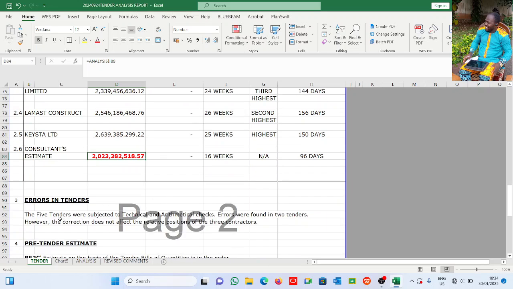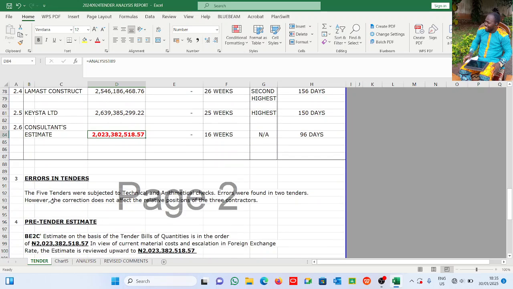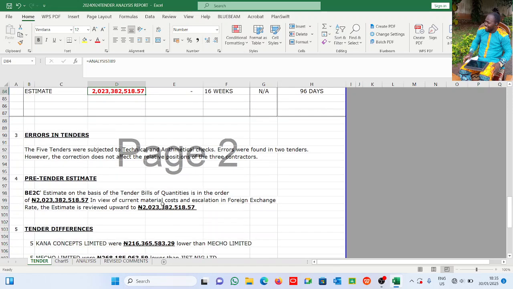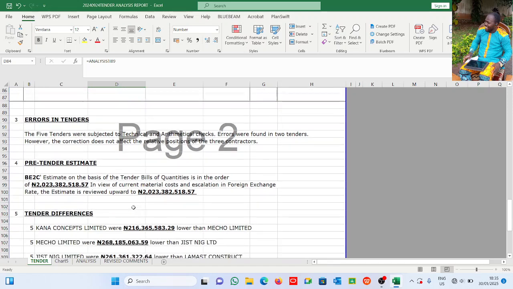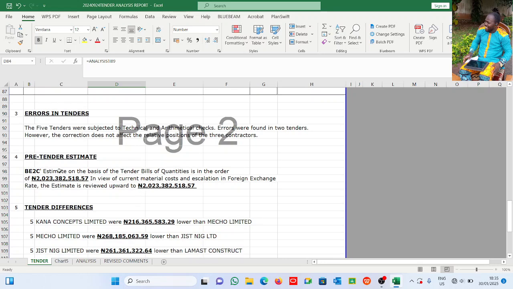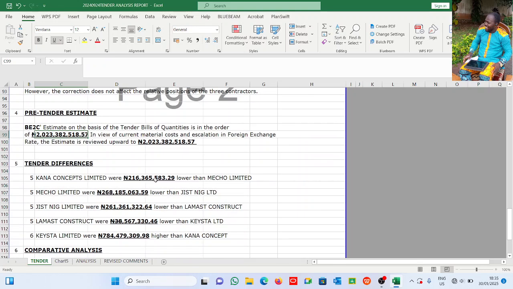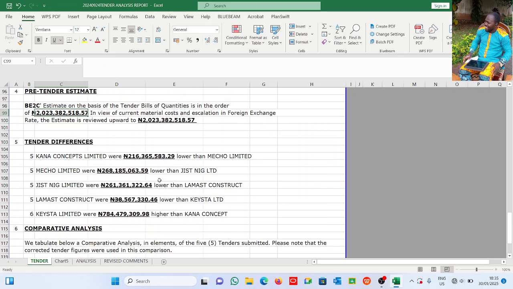Okay, now we see the errors in tenders. 5 tenders were submitted. Technical and arithmetic errors were found in 2 tenders. However, this does not affect their positions on the table. Okay, now these are the errors we found. Okay, this is the pre-tender estimate. Now this is what the consultant did. These are the tender differences between each of the tenders.